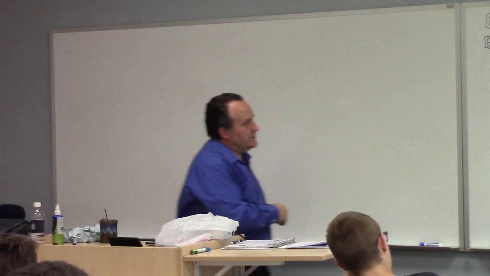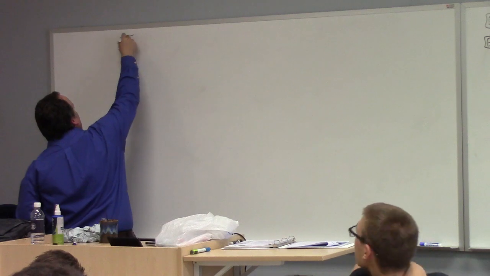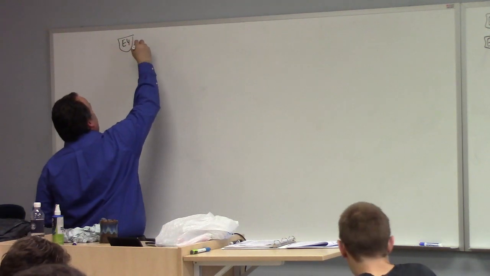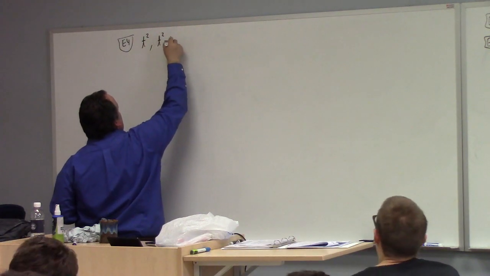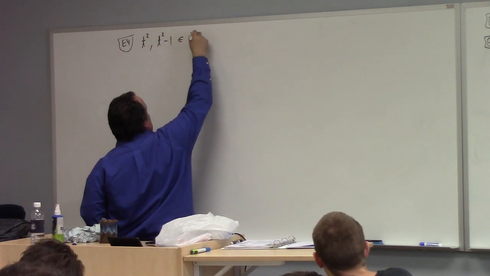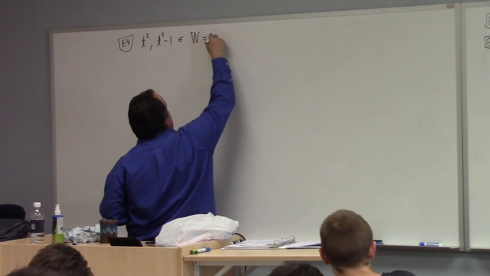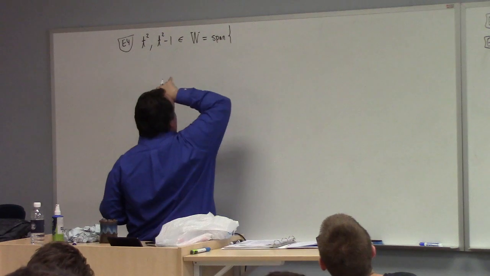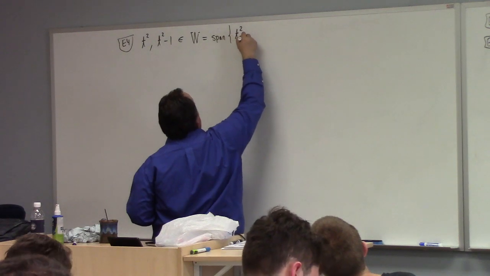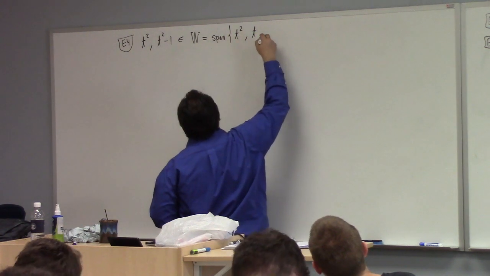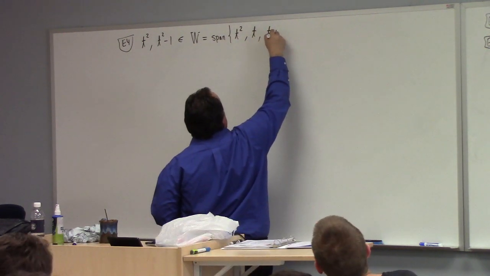Example four? All right. Let's look at the question: is t squared, and is t squared minus 1, an element of W, which is equal to, let us say, the span of t squared, t, and t plus 2.